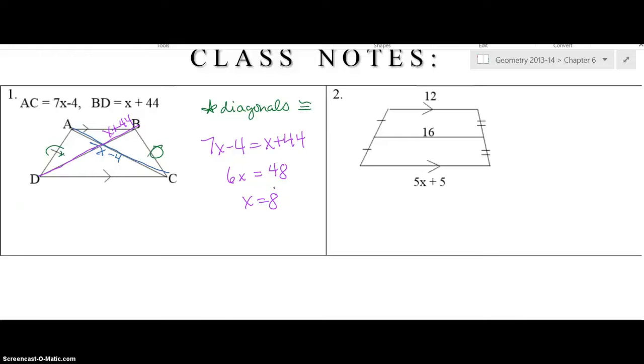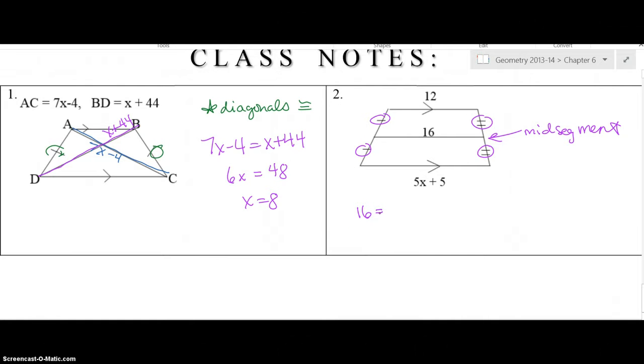Okay, looking at number 2, we know that it's a trapezoid because we have one pair of parallel sides. We know that we have a mid-segment because we have congruent segments here and congruent segments here, so it is a segment connecting the midpoints. We know that the mid-segment is just the average of the bases. So to find an average, you just add them up and divide by 2. So the mid-segment is 16.